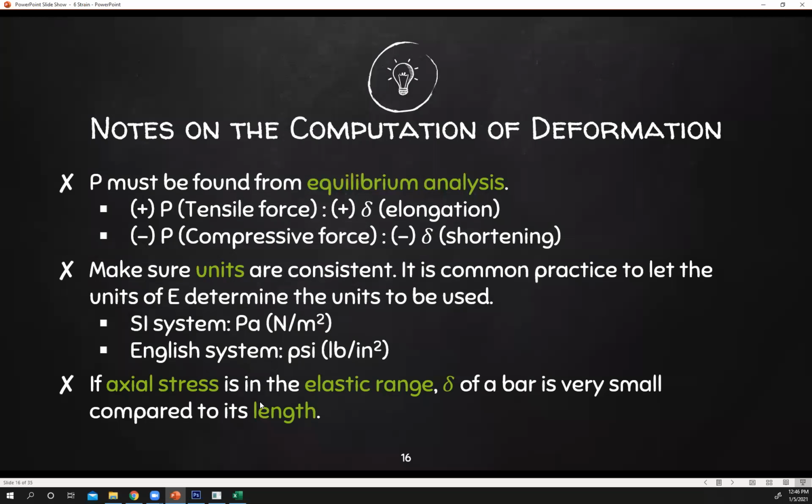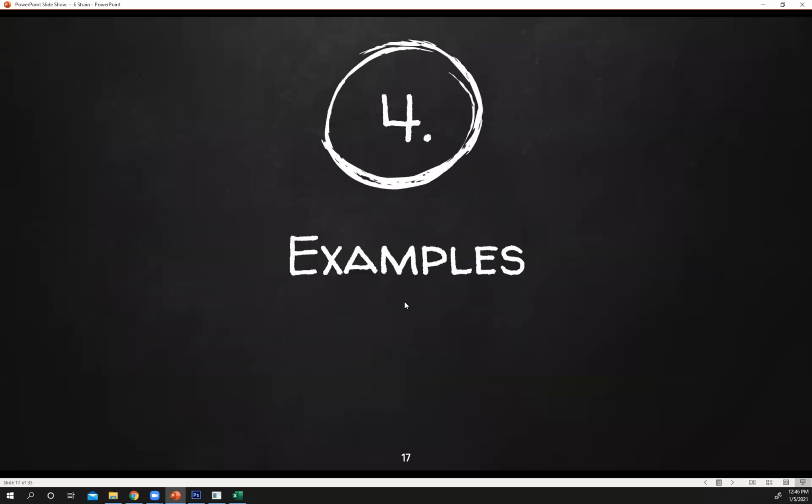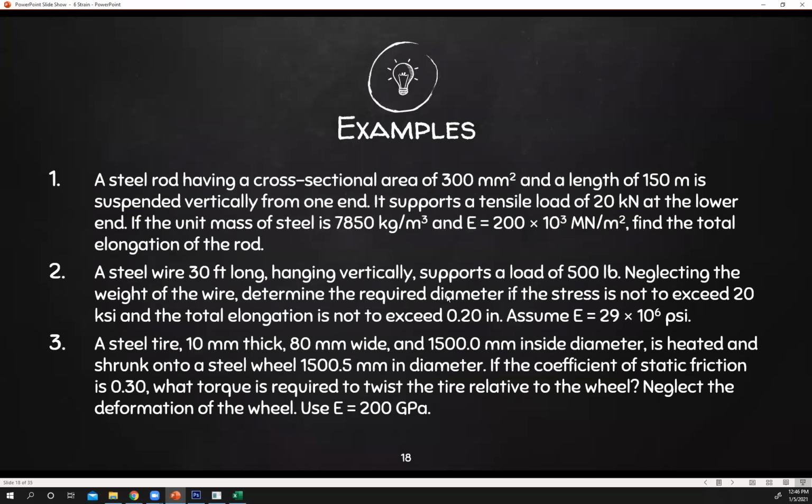Then lastly, if actual stress is in the elastic range, delta of a bar is very small compared to its length. So elongation is small compared to its original length. All right, now that's done. Concepts are done. Let's have a few examples. All right, let's start with number 1.